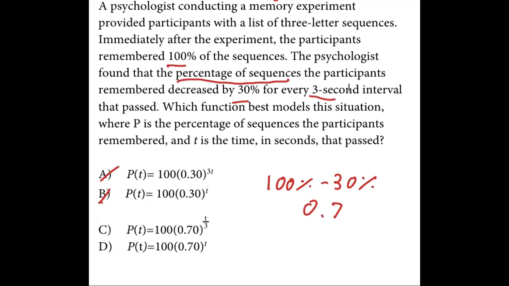And we have every 3 seconds this occurs. So that means that when t equals 3, the exponent should equal 1. So in this case, 3 over 3 equals 1. So the correct answer is C. And answer D is wrong: when t equals 3, this event would have occurred 3 times when we only want it to occur once every 3 seconds.